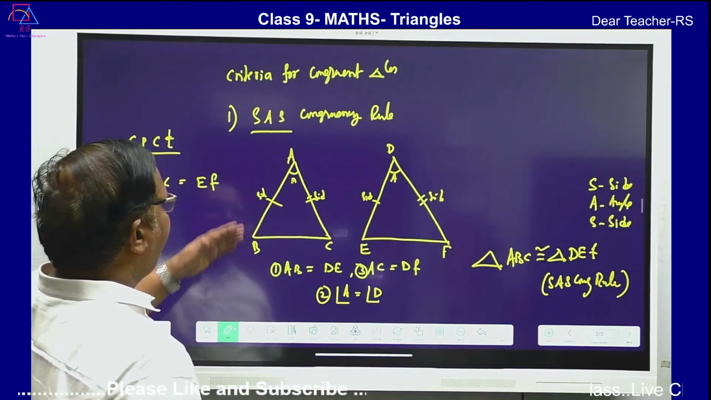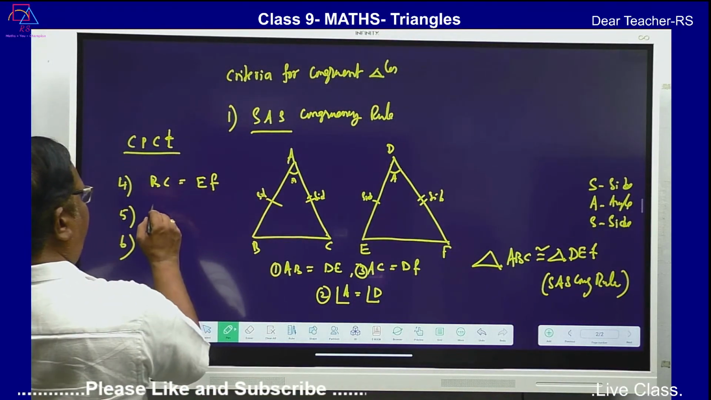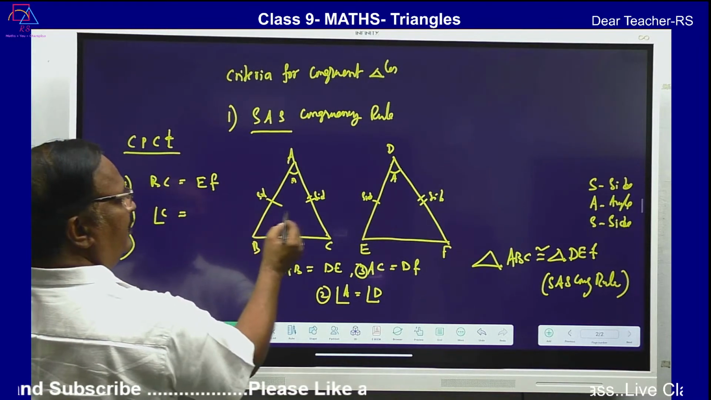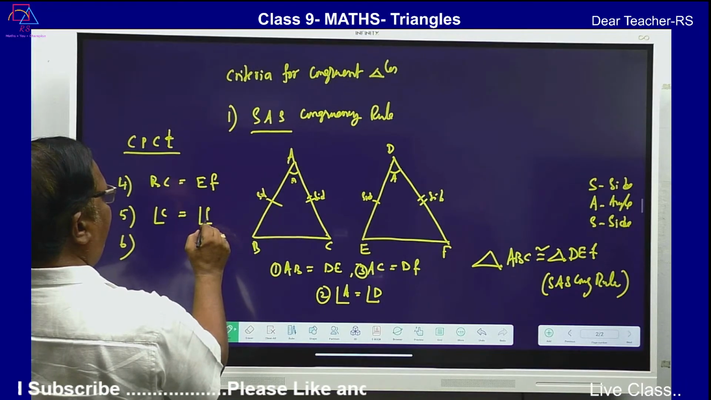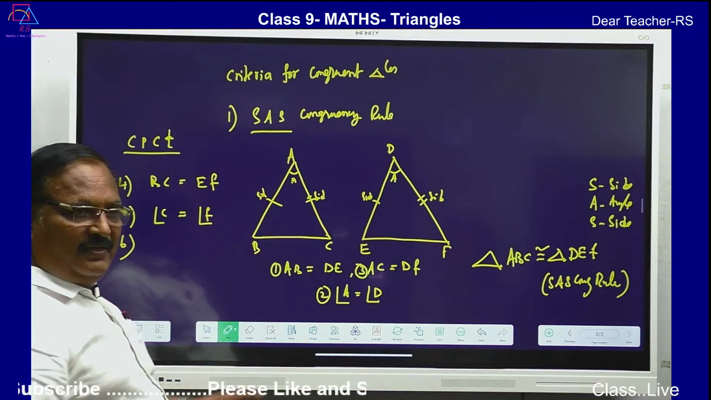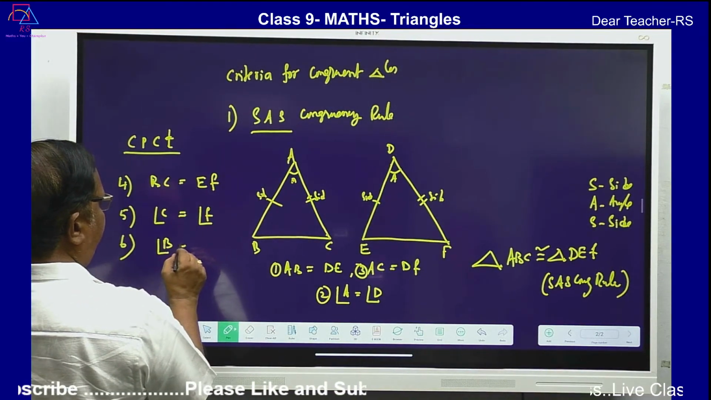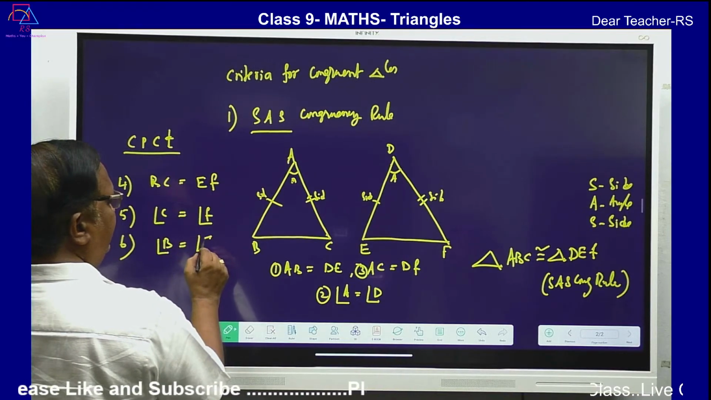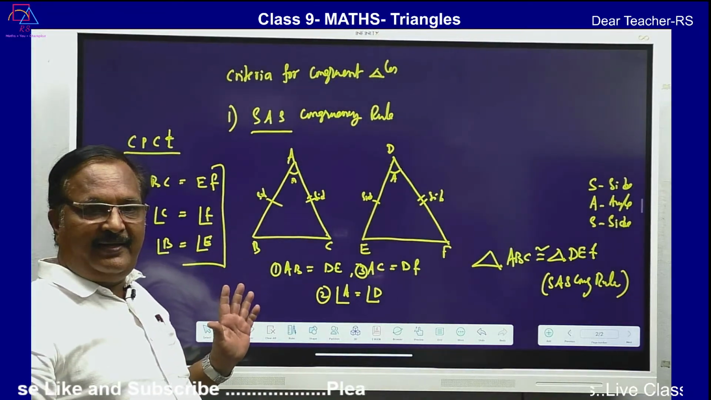You have to be very careful. These two sides are equal. Opposite angles you should take. Angle C is equal to, the equal side is this, the equal opposite angle is this, angle F. Now two angles, A and C, are over. Only one angle is left. Angle B is equal to angle E. So these three are the parts remaining.